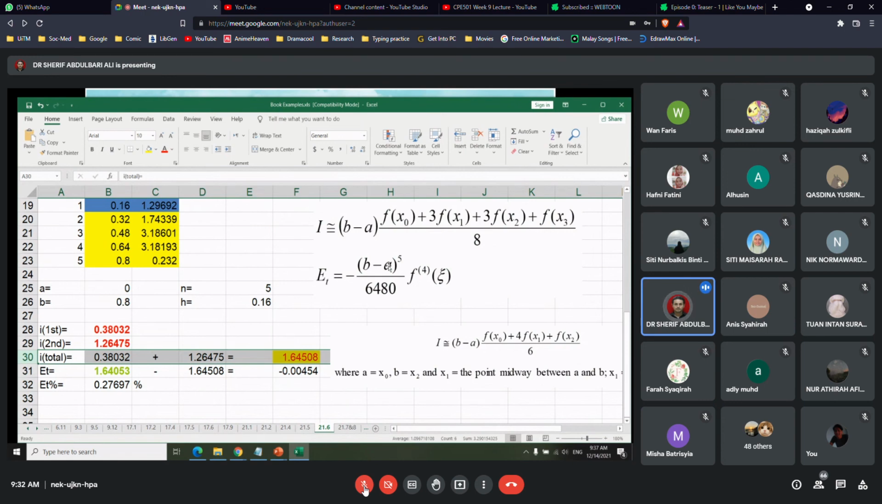Do you have any questions about it? Any questions about any rules? Trapezoidal, Simpson 1/3, 3/8, or how to make multiple segments of any of them? Any question?